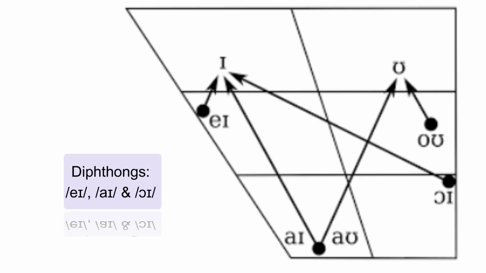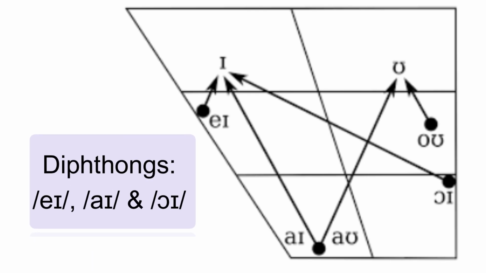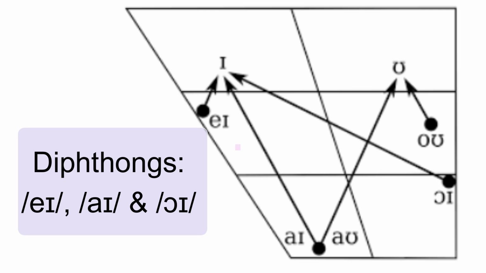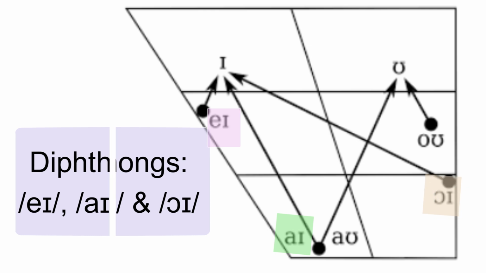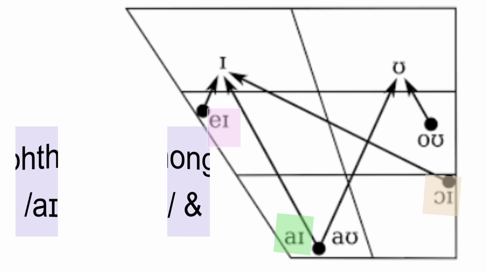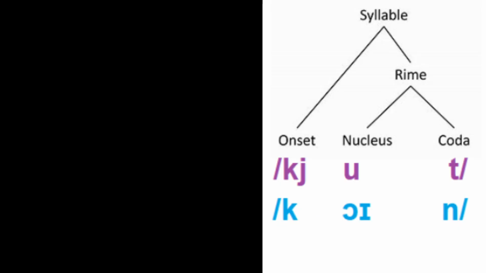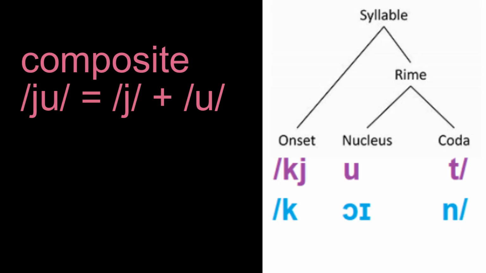Diphthongs A, I, and oi. A diphthong is a combination of two adjacent vowel sounds that occur as the nucleus of a syllable. Since they are two vowel sounds, diphthongs are represented by two vowel symbols. For this reason, diphthongs are different from a composite vowel sound like U in Q and few.